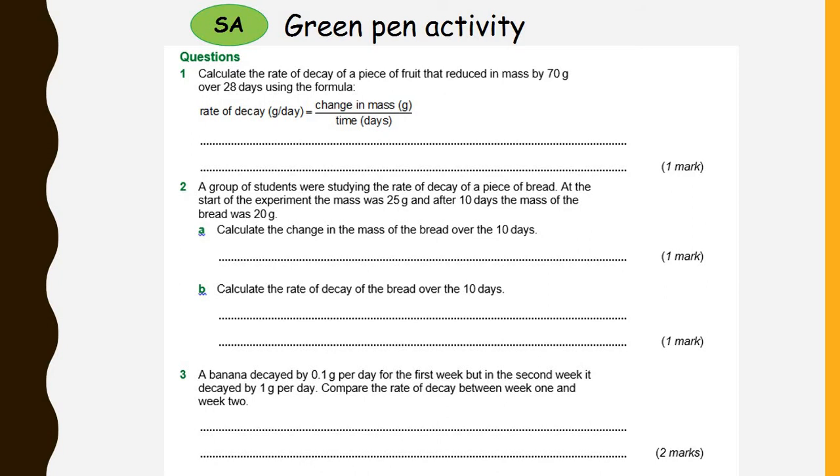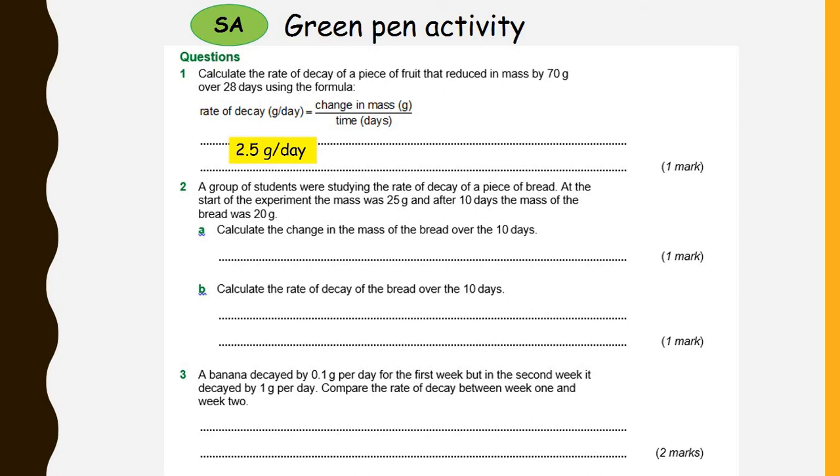So first question. Calculate the rate of decay of a piece of fruit that reduced in mass by 70 grams over 28 days using the formula. Okay, so rate of decay is grams per day. So change in mass over time. Here then we've got 2.5 grams per day. Okay, simple, straightforward calculation there. Change in mass. Okay, it reduced its mass by 70 grams. That's our change in mass over time, which is our 28 days.